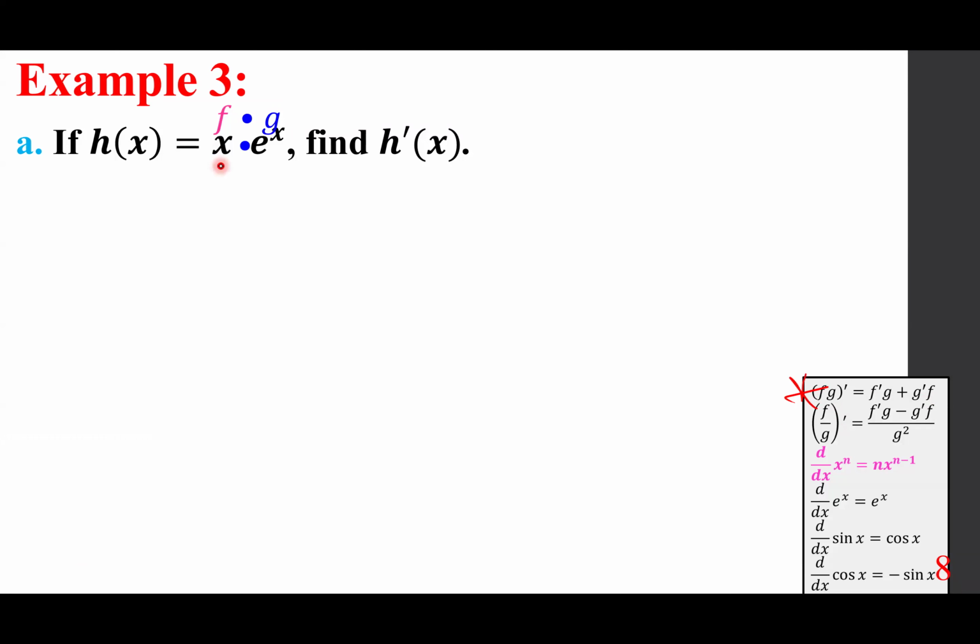f prime is 1 times g, which is e to the power of x, plus g prime, the derivative of e to the power of x is itself, times f, which is x. And so we're done with calculus. We're going to factor the e to the power of x out. We get e to the power of x times 1 plus x. And that's it.